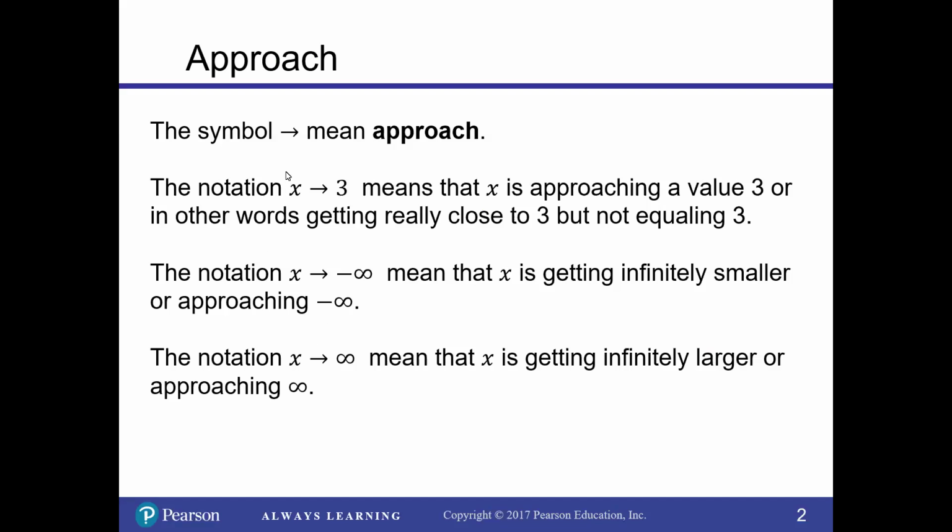The arrow symbol that you see here signifies that we are approaching something. So it means to approach. The notation x arrow 3 means x is approaching a value of 3. Another way of saying this is that x is getting really, really close to this 3, but it's not going to equal this 3. The notation that x approaches negative infinity means that your x values are getting infinitely smaller and smaller. The notation x goes to positive infinity means your x values are getting infinitely larger and larger.